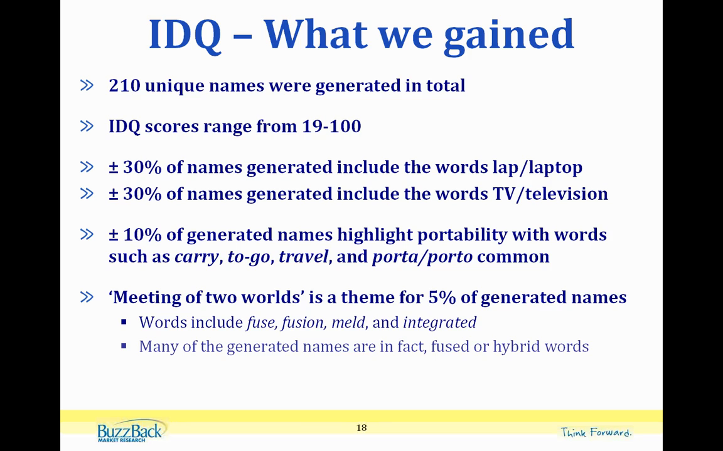We discovered that each of lap or laptop and TV or television were accounted for about 30% of the names that were generated in the study, with a very small amount of overlap between those two. There were 10% of the generated names that referenced portability of the product, and a small percentage of it really focused on the hybrid nature of these two products coming together.